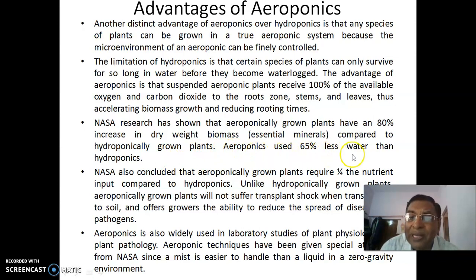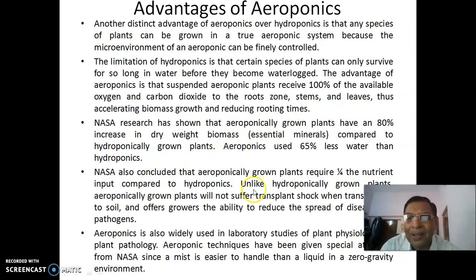Aeroponics uses 65% less water than hydroponics. That's a very substantial water saving. 65% less than hydroponics. So these are very sweeping advantages. NASA also found that aeroponically grown plants require one-fourth the nutrient input compared to hydroponics. You can see, water is either running or static. Some nutrients are always gone with the removed water.